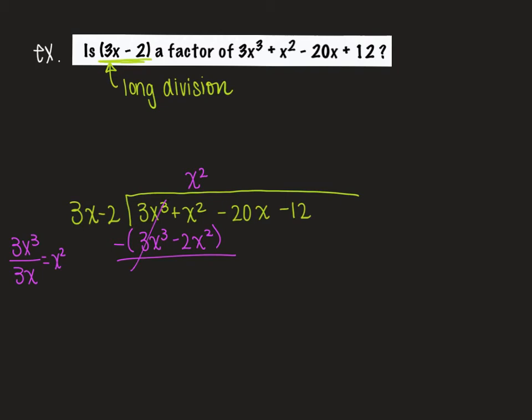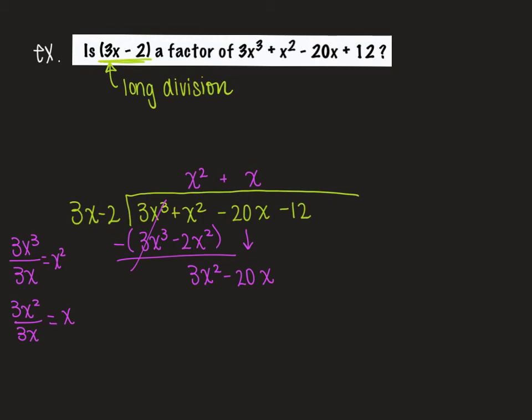First terms cancel, they always should cancel, and then we end up with 3x squared. So then we repeat. Before we repeat, you can bring down your next term. So we need to divide again: 3x squared divided by 3x, and we end up with just x. So that'll go over our linear column.